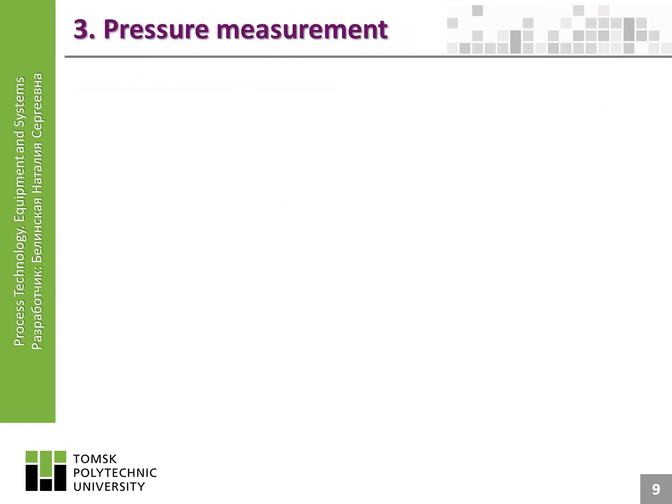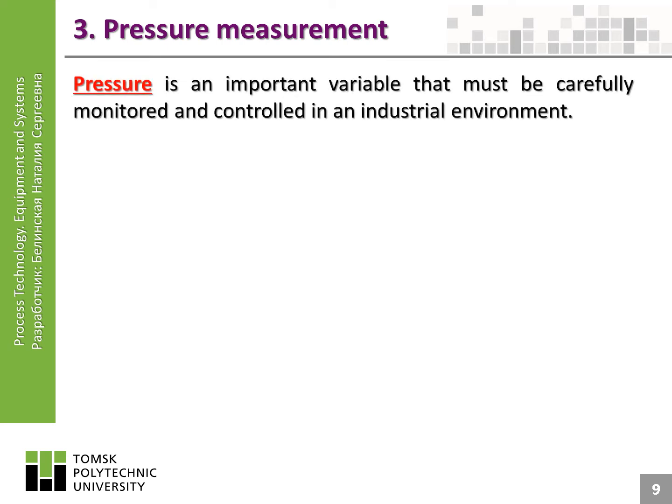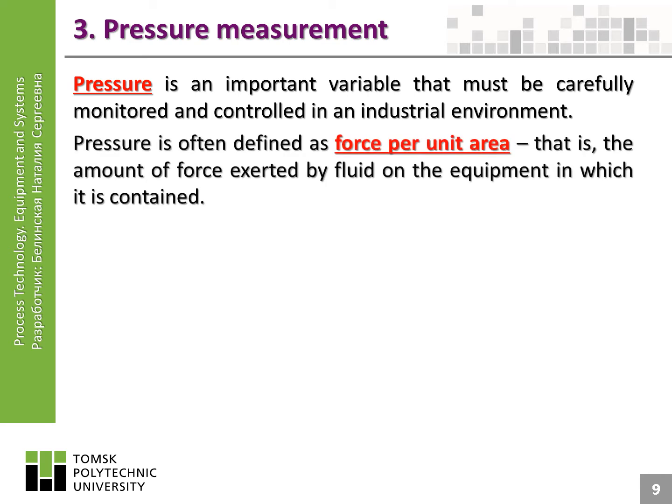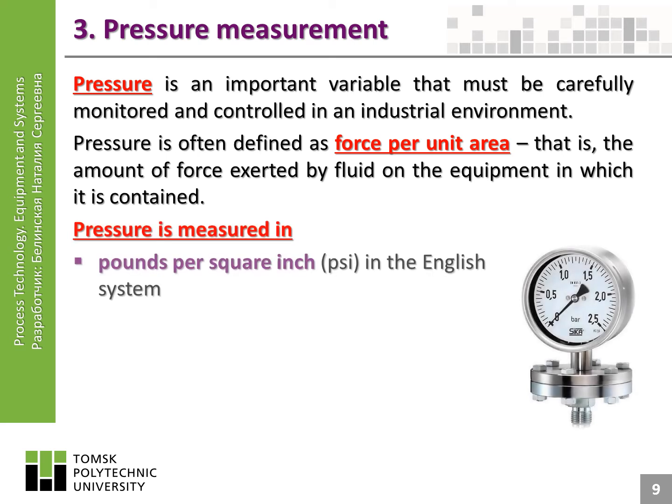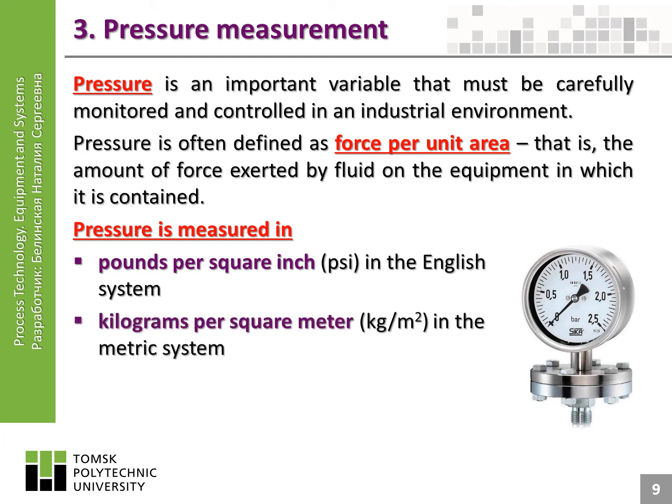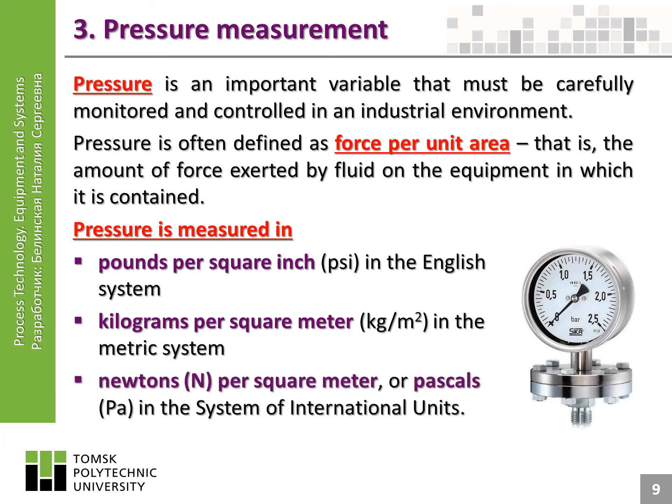Pressure measurement. Pressure is an important variable that must be carefully monitored and controlled in an industrial environment. Pressure is often defined as force per unit area, that is, the amount of force exerted by fluid on the equipment in which it is contained. Pressure is measured in pounds per square inch in the English system, kilograms per square meter in the metric system, newtons per square meter, or pascals in the system of international units.